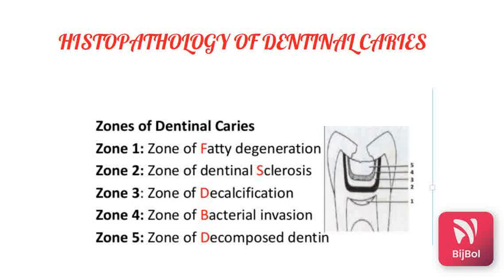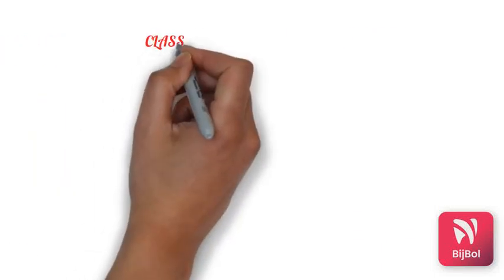The uppermost zone is the zone of decomposition, which contains microorganisms and plaque with loss of collagen. In chronic lesions, it appears darker with black bacteria and odor. That's how the zones of dentinal caries are represented. These are the five zones.